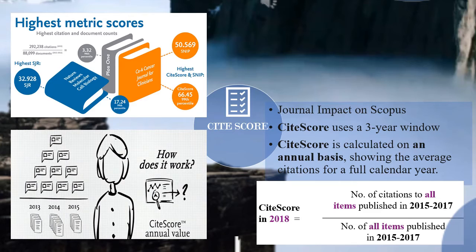For example, here you can see to measure the CiteScore in 2018 for a particular journal, the number of citations to all items published in 2015 to 2017, that is for 3 years, is divided by the total documents, all items published in those 3 years. So that is how CiteScore is calculated.